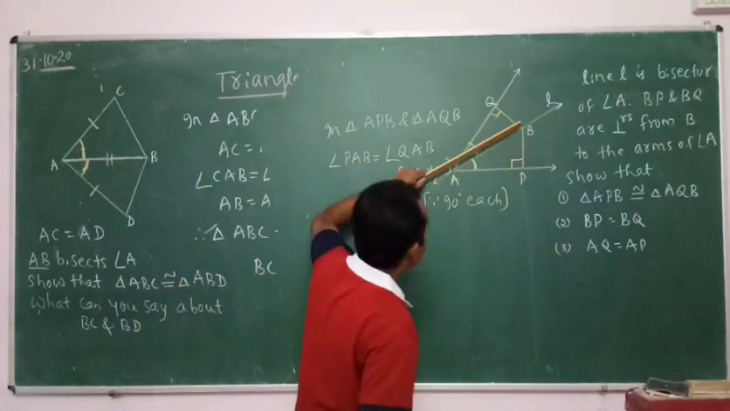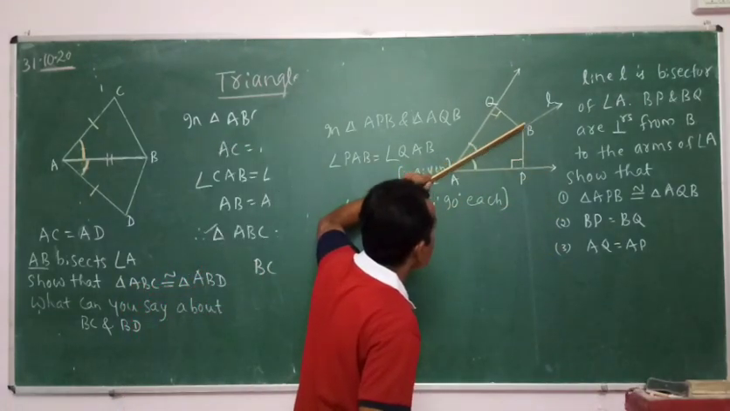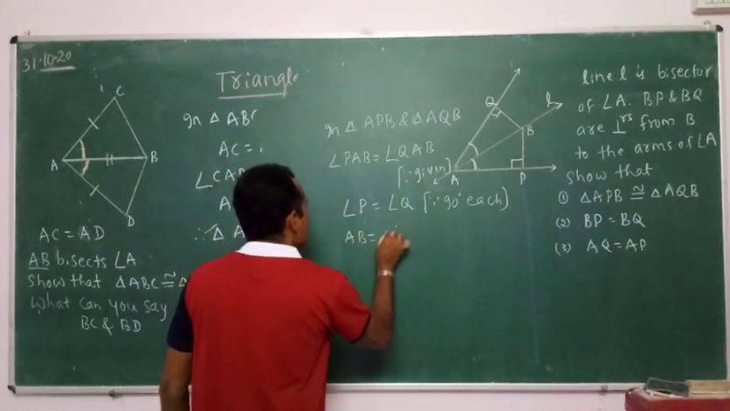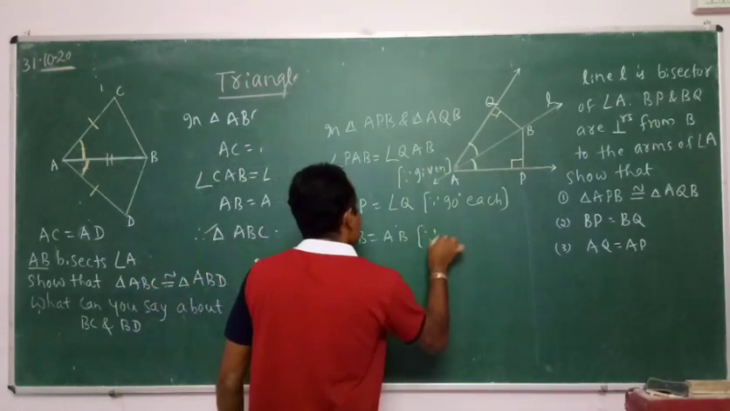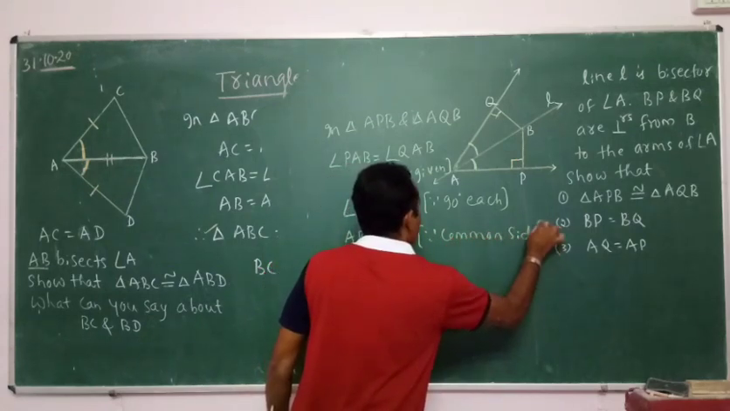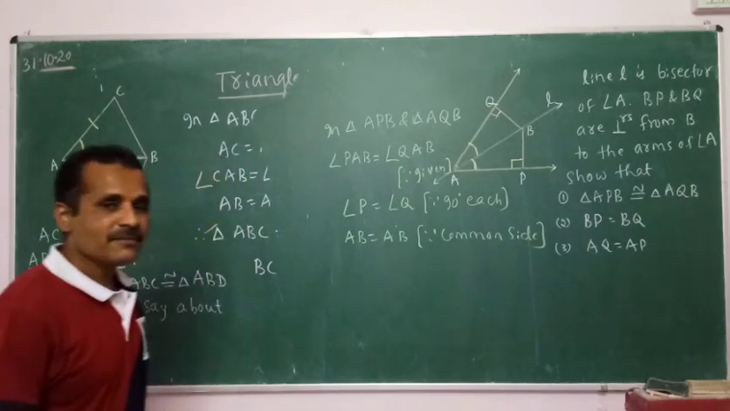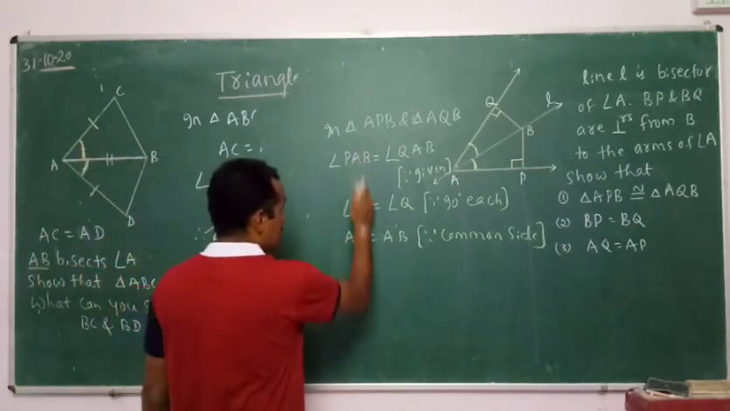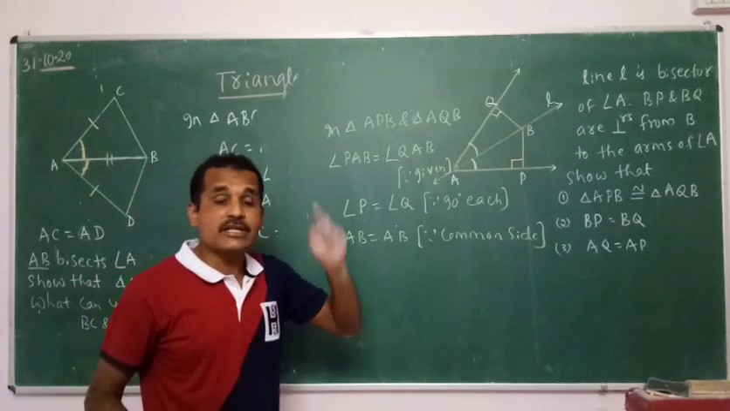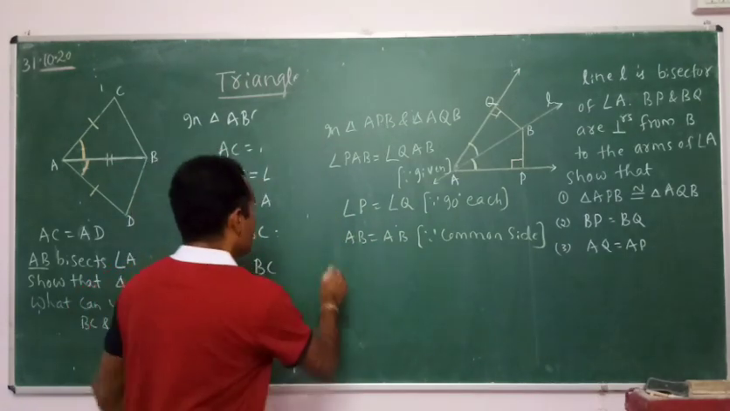I can say this is the common side. I can say AB is equal to AB. This is because of the common side. Yes. Three things are available. Using those three things, I can say the triangles are congruent.